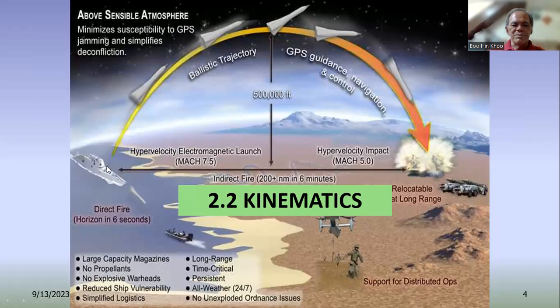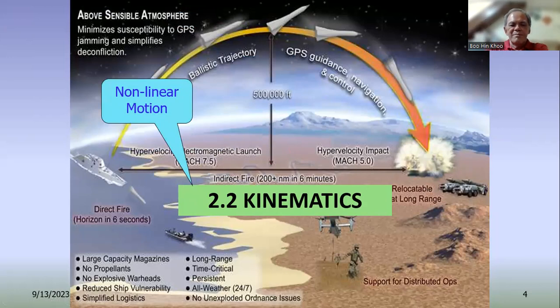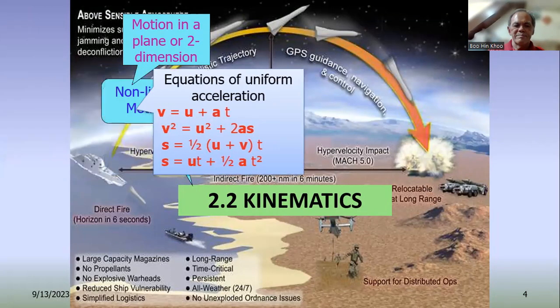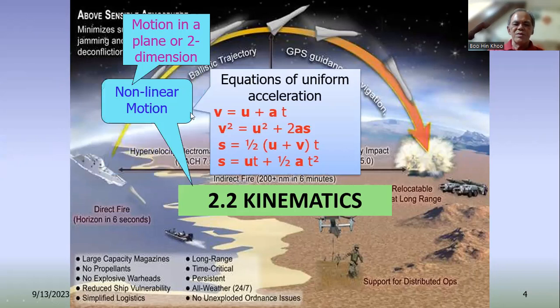For this ship sending a missile to hit a tank, what are the factors you must know? We call this non-linear motion. It's not in a straight line now; it's in a curved path. But sometimes we call it motion in a plane or motion in 2 dimensions. We still use the equations of uniform acceleration, which we have studied earlier.